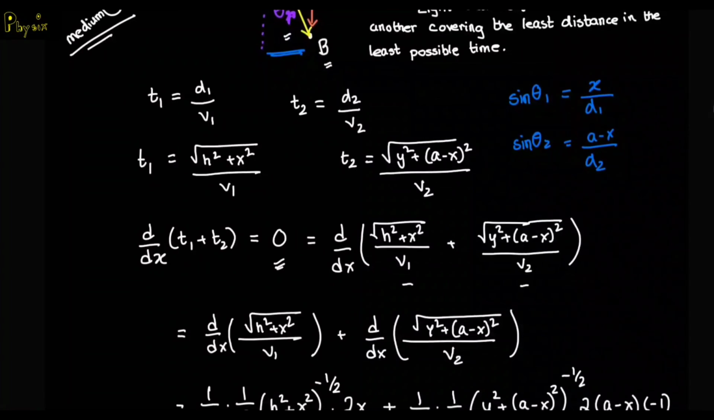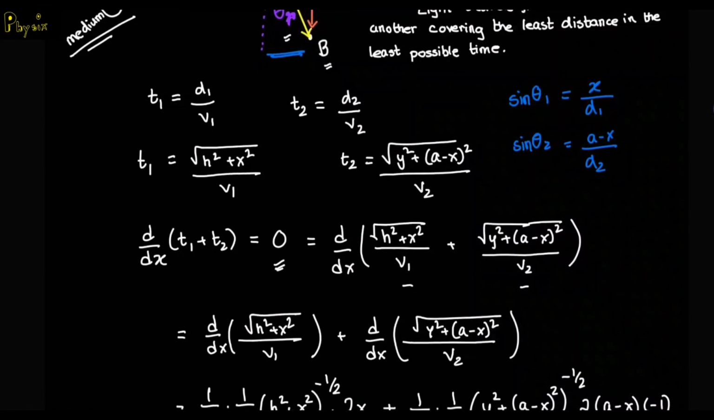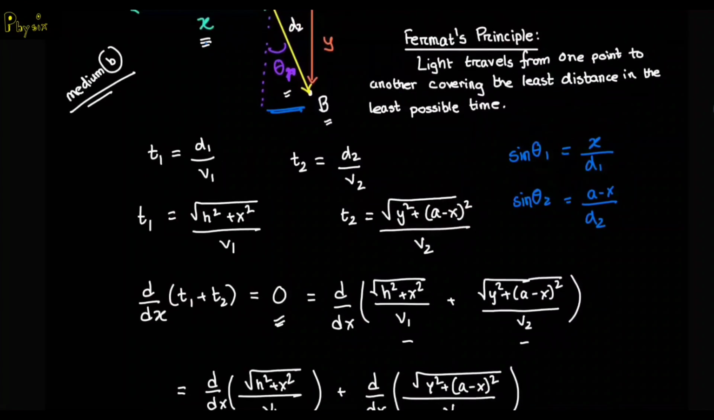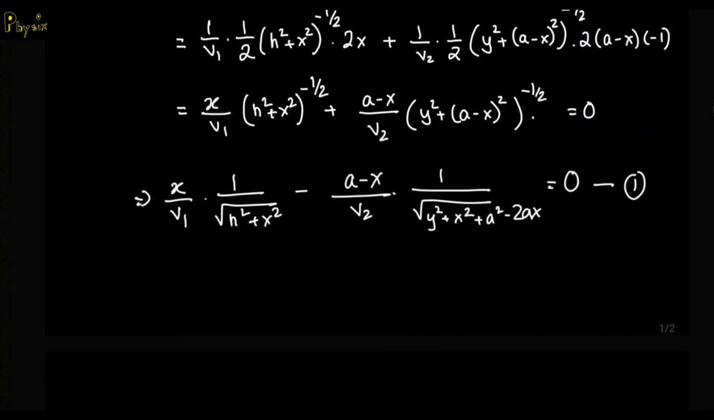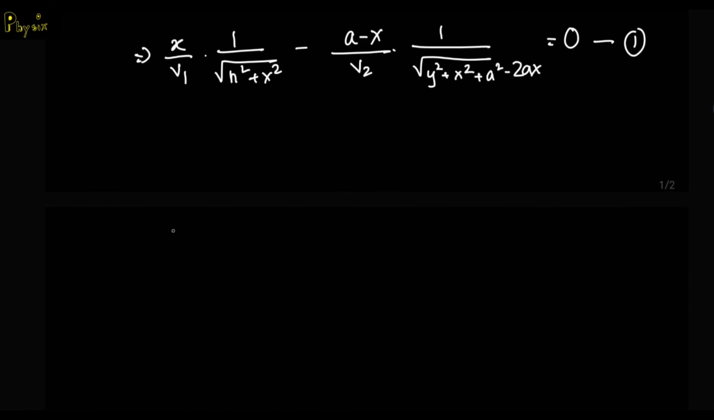And then we can also write that d1 is basically the square root of h squared plus x squared, and d2 is basically the square root of h squared plus a minus x whole squared, right? So we use these two concepts as equation 2 and equation 3. So if we use equation 2 and equation 3 in equation 1, we would get a certain result.